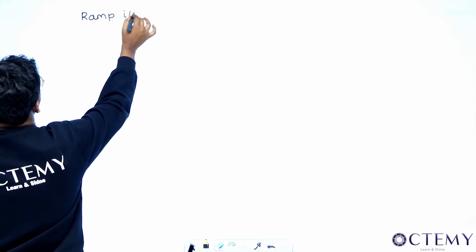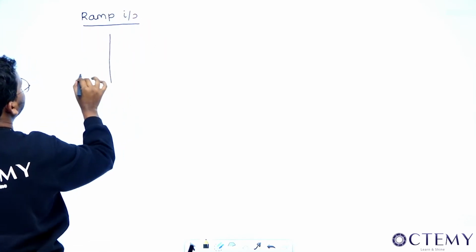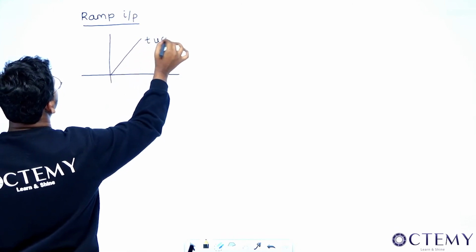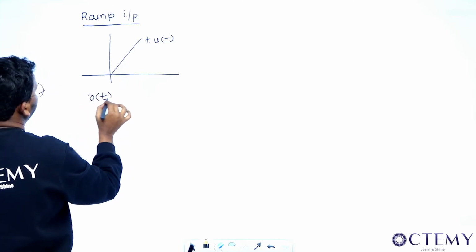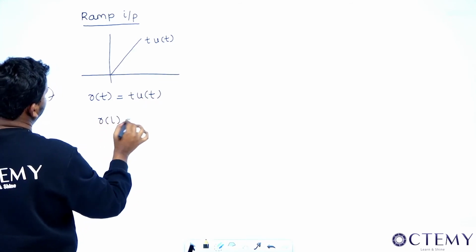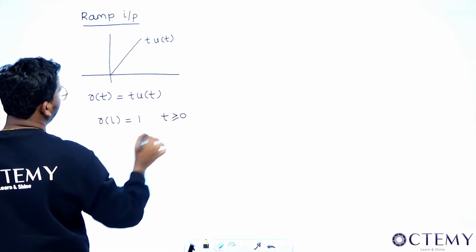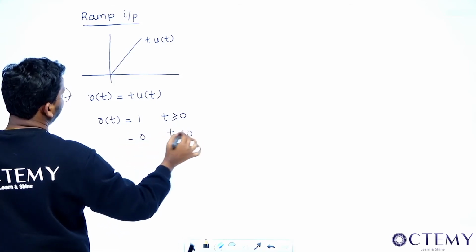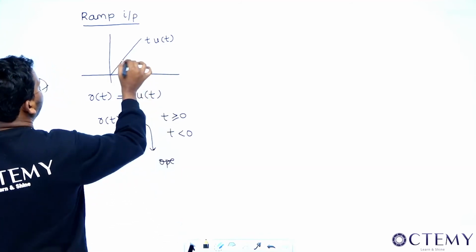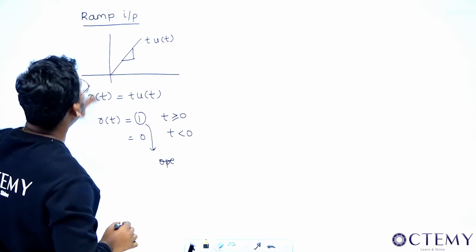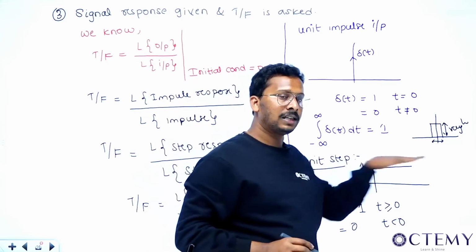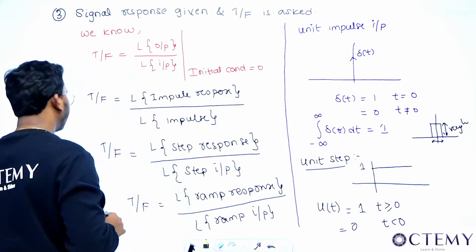How will the ramp input be? The ramp input will be like this. This will be t u(t). So r(t) will be equal to t u(t). That is, r(t) will be equal to t for t greater than or equal to 0, and 0 for t less than 0. What is this 1? This is the slope, the slope at which it rises. Right? Now, if you differentiate the ramp, what will you get? If you differentiate a straight line, you will definitely get a constant. Right? So this will also be a unit step.